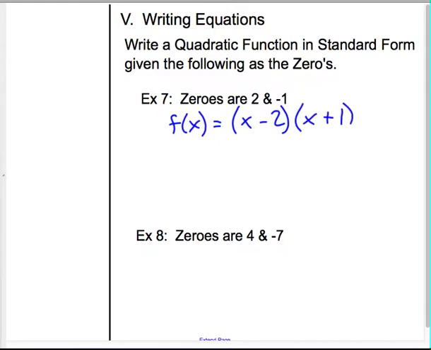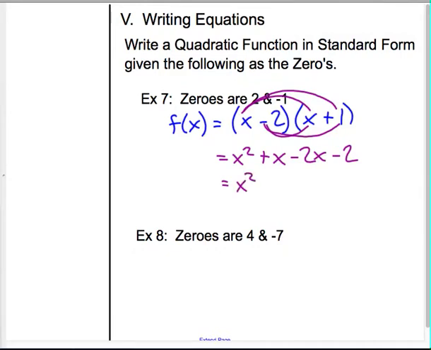So here we have our quadratic function written in factored form. To write it in standard form, we simply use distributive property. So we get our x times x is x squared, x times 1 is x, negative 2 times x is negative 2x, and negative 2 times 1 is negative 2. Combining those like terms, x minus 2x is negative x.